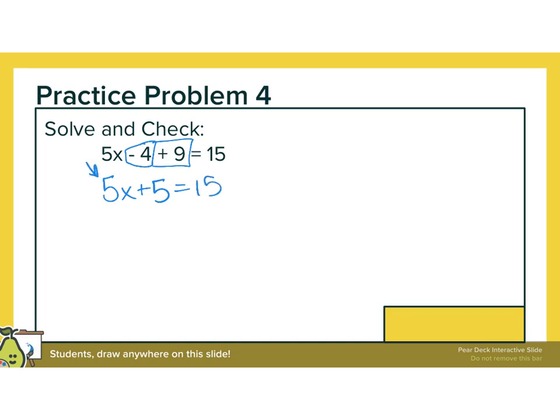Variables are on the left, so I need constants to be over here on the right. Got to get rid of this +5 by doing the opposite. Bring down the 5x. These are gone. 15 minus 5 is 10.